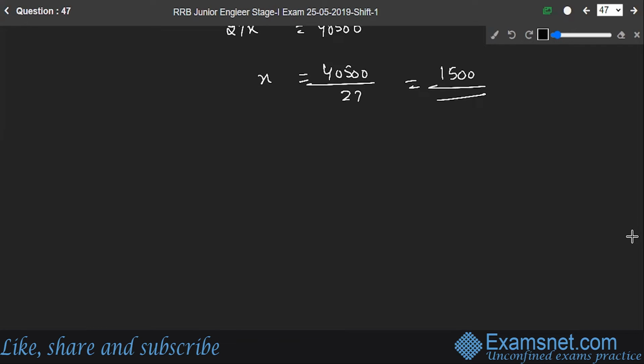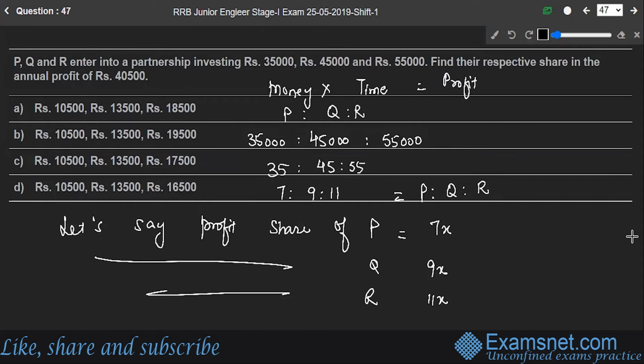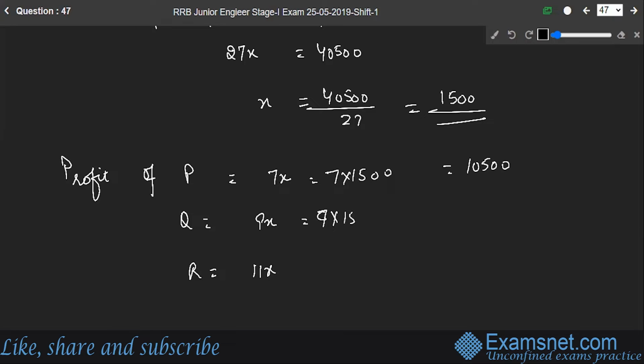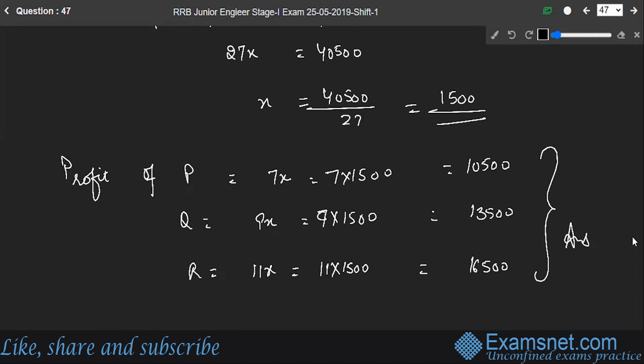Okay. So here you have the profit of what you had to find out was respective share in the profit. Okay, all the three I have to find out. Profit of all the three. P had 7x, Q had 9x, and R had 11x. So 7 into 1500, 10,500. 9 into 1500, this gives me 13500. And this is equal to 16500. So these are the profit shares of all of them, and this is your answer.